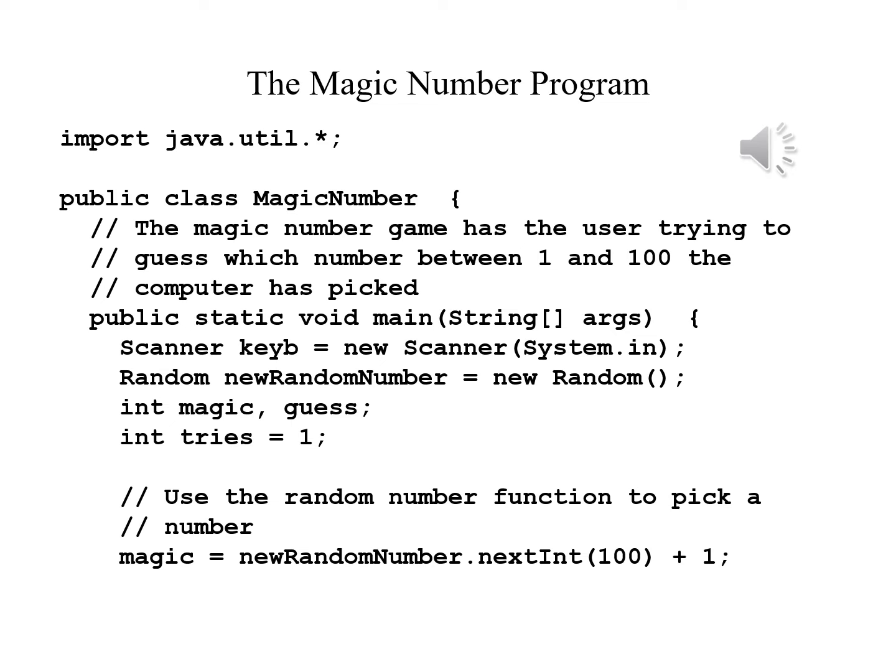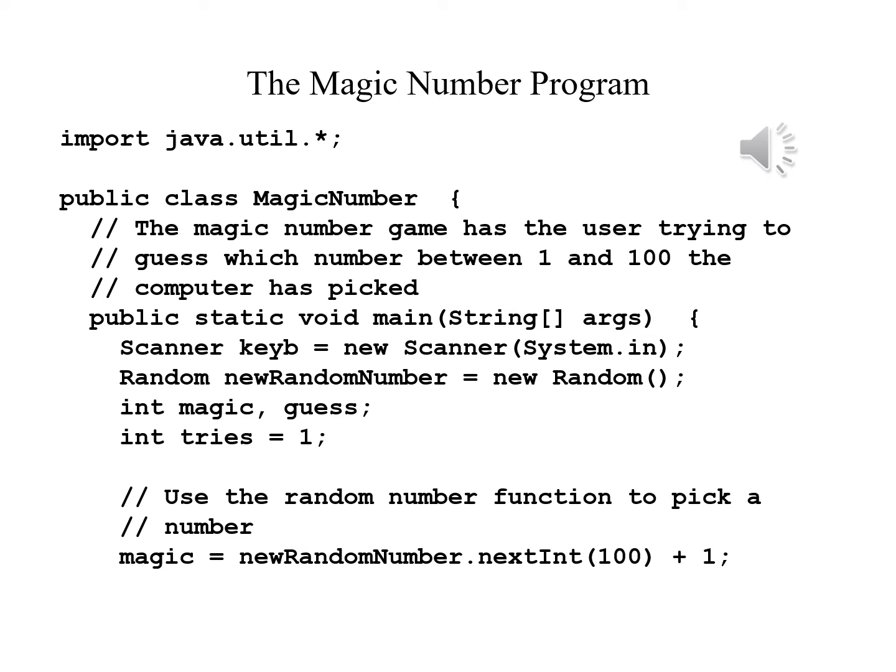Let's start by setting up our two objects, Scanner keyboard equals new Scanner(System.in). And now Random newRandomNumber equals new Random(), with nothing inside the parentheses, semicolon. We're going to have two numbers here to work with, magic being the number the computer chooses, and guess, what the player will choose to try to guess the magic number. So we have here int magic, comma, guess, semicolon. And we'll start this being the first try with int tries equals 1 semicolon.